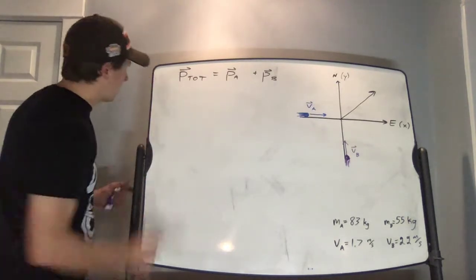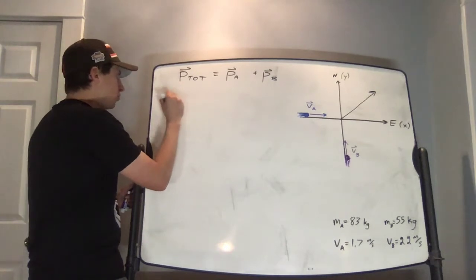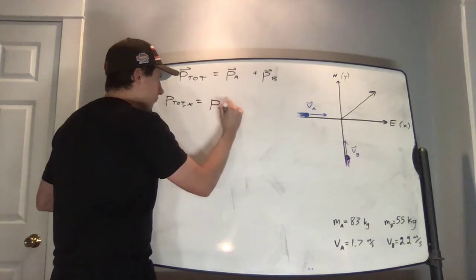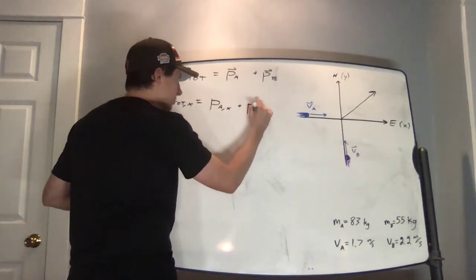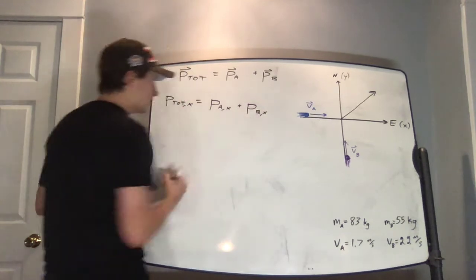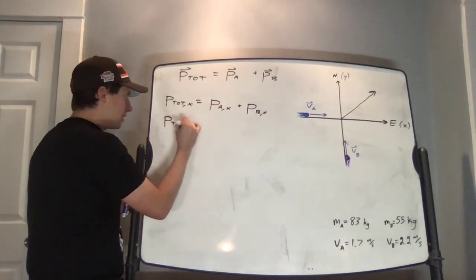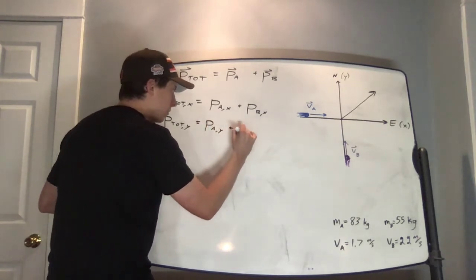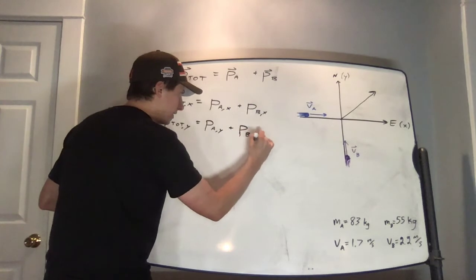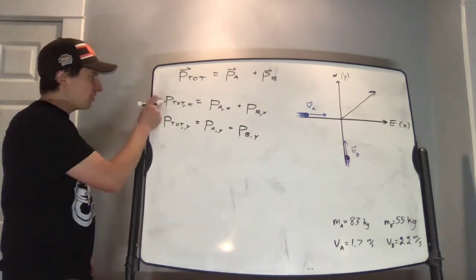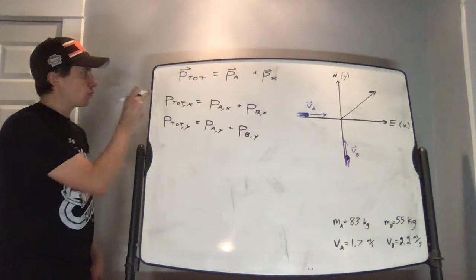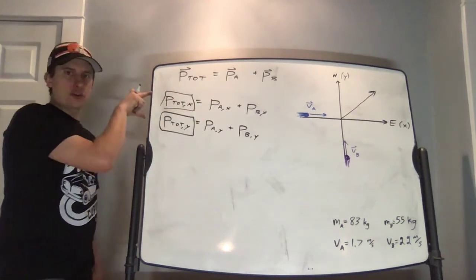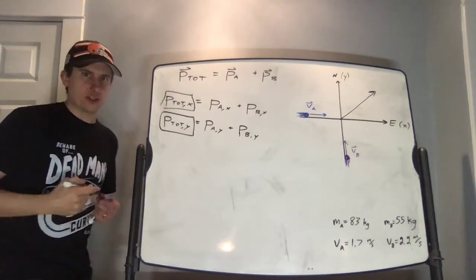So when I write total momentum, I mean the total momentum in the x direction will be the momentum of Alfred in the x direction plus the momentum of Barbara in the x direction. And the total momentum in the y direction will be the momentum of Alfred in the y direction plus the momentum of Barbara in the y direction. And both of these will be conserved quantities. These will be two quantities, P total x and P total y. These are both going to be the same before and after the collision.